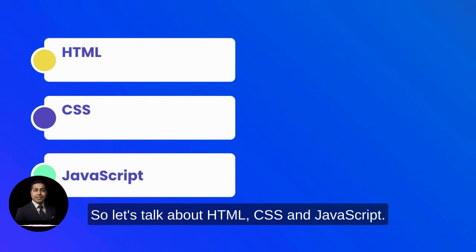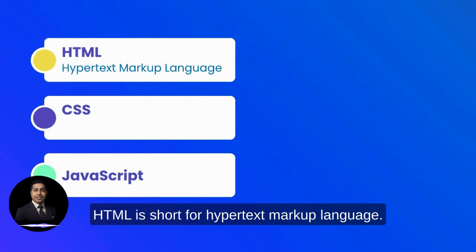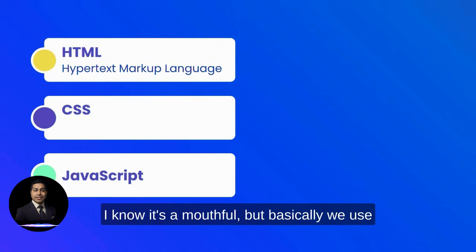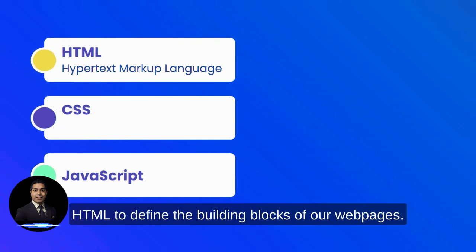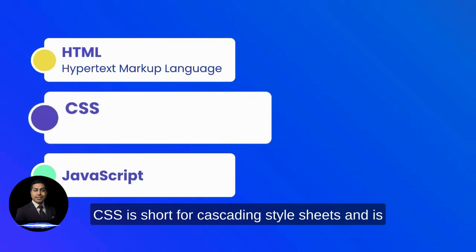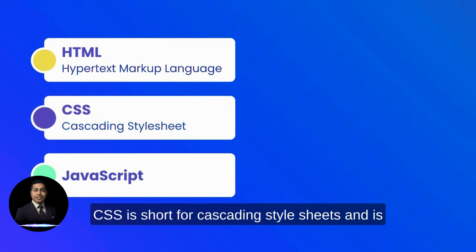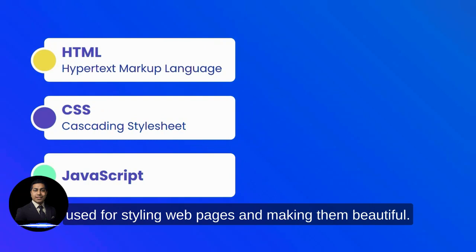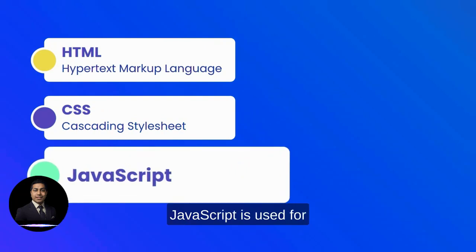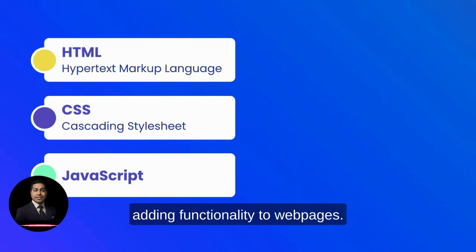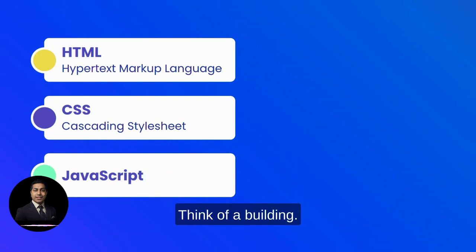So let's talk about HTML, CSS, and JavaScript. HTML is short for Hypertext Markup Language. I know it's a mouthful, but basically we use HTML to define the building blocks of our web pages. CSS is short for Cascading Style Sheets and is used for styling web pages and making them beautiful. JavaScript is used for adding functionality to web pages. Let me give you an analogy. Think of a building.